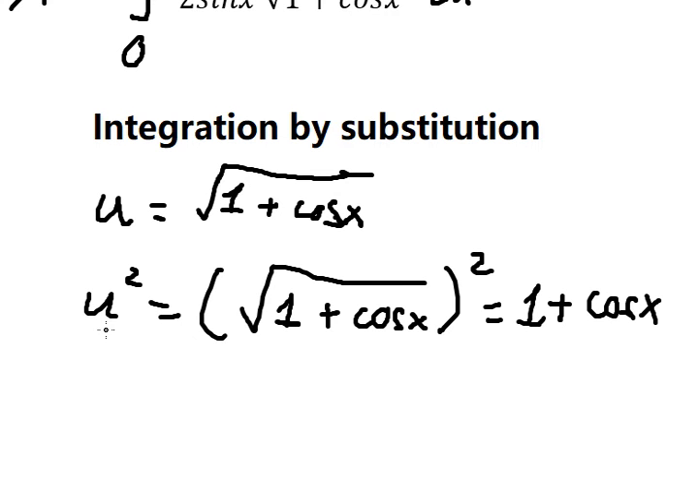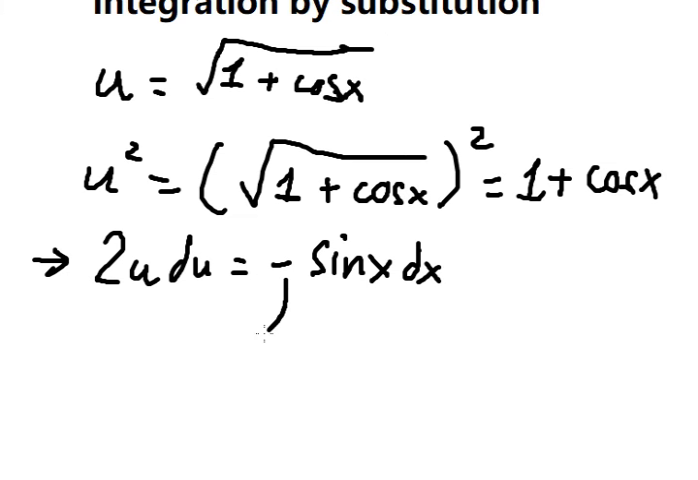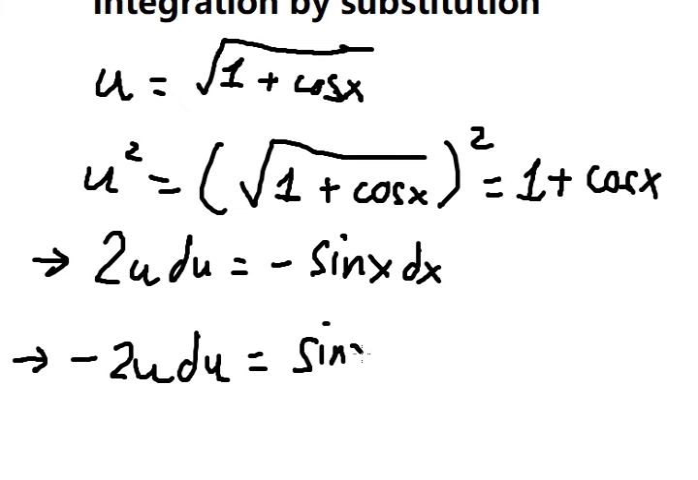Next, we need to first take the derivative of both sides. The derivative of u squared is 2u du. The derivative of the number 1 is 0. The derivative of cosine x is negative sine x dx. Next, I will put the negative sign here. And we have negative 2u du equals sine x dx.